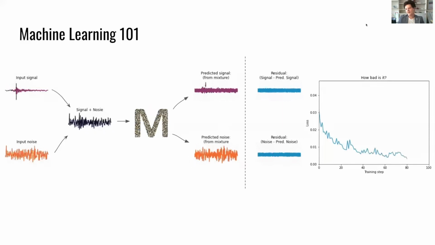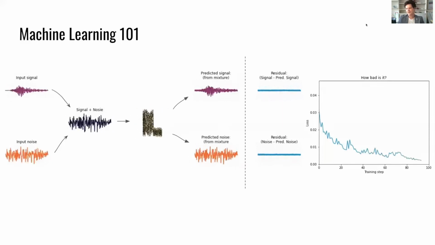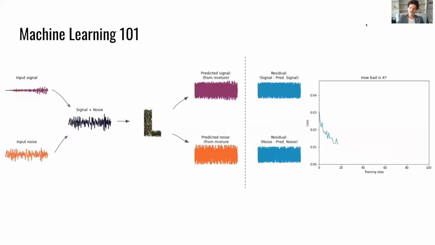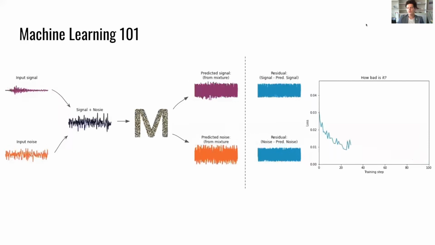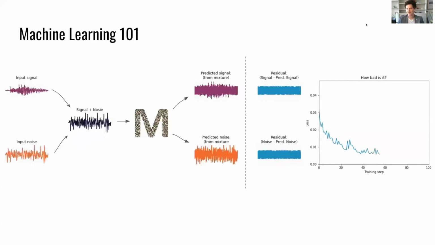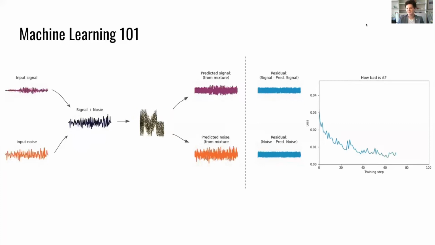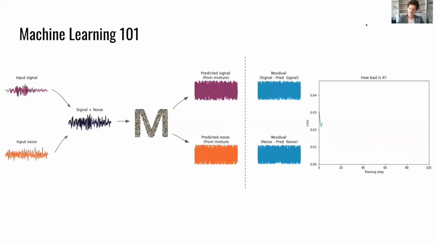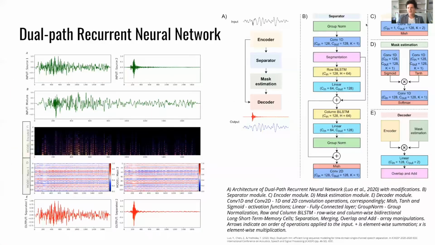So on the right-hand side, you can see the residuals as they get smaller and smaller the longer our machine learning trains, a plot of a loss function. Essentially, this is how good we are at producing exactly the same signals from those mixtures. By same, I mean that they're similar to the input source. So we used a particular type of machine learning called the dual-path recurrent neural network, and it consists of 4 parts. It has an encoder, a separator, a mask estimation module, and a decoder.